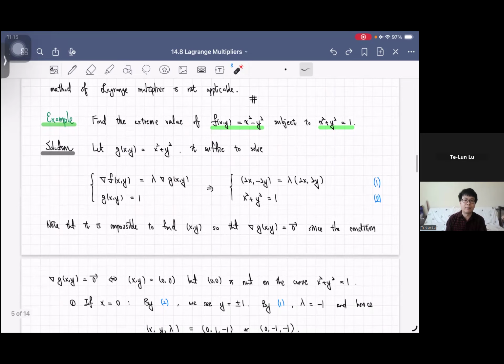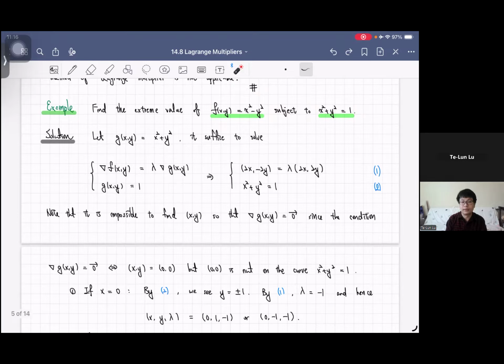So let's start our example, actually applying the Lagrange multiplier method. This example asks us to find the extreme values of the function f(x, y) equals x squared minus y squared, subject to the equation x squared plus y squared equals 1. Obviously there is an elementary method to do this. For example, we can parameterize x and y by cosine theta and sine theta, and then plug it in, so everything becomes single variable calculus. But here we instead use the general method of Lagrange multipliers.